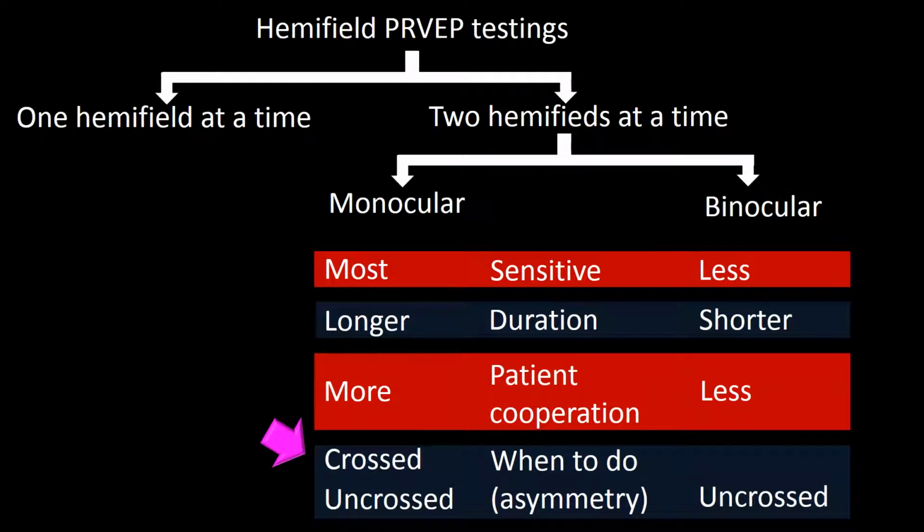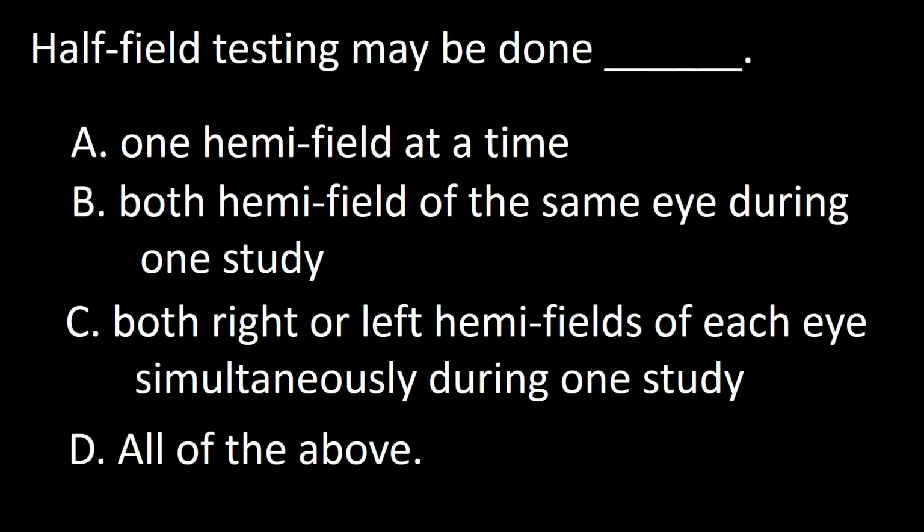The monocular method can be used to complement full pattern reversal visual evoked potentials when the full study shows an uncrossed asymmetry or a crossed asymmetry. The binocular method can only be used when the asymmetry is uncrossed. So the answer to this question is D.